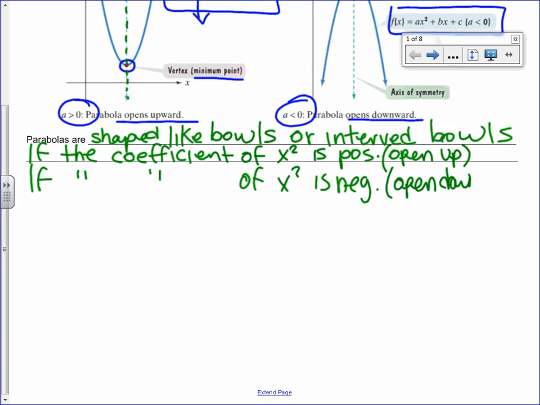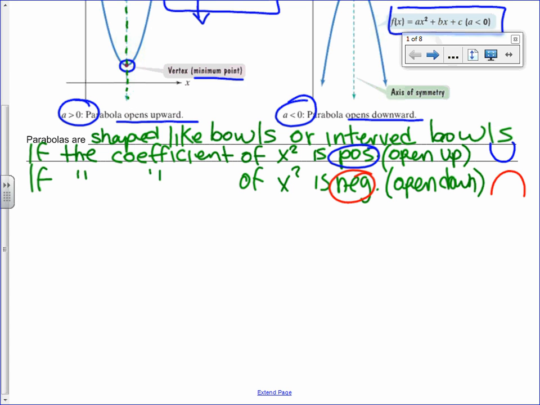And so I like to make reference to positive people. They're usually smiling, right? And then negative people are usually frowning, right? Yes? Most people. All right.